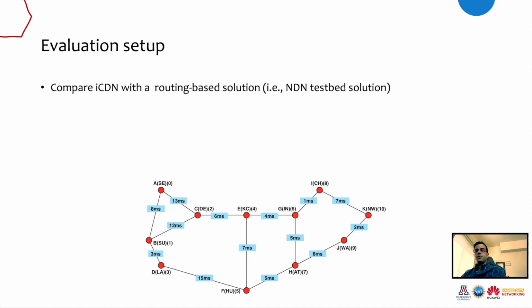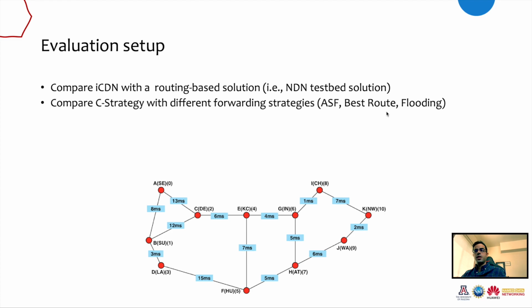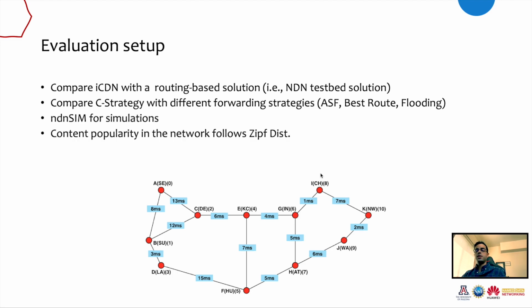To evaluate iCDN's performance, we compare it against the most common networking solution in NDN, which is using a routing protocol to populate the FIBs, and after that, using a forwarding strategy to choose the next hop from the FIB at any given time. Because this solution is adopted by the NDN testbed, we refer to it as the testbed solution. We compare C strategy in iCDN with ASF, best route, and flooding strategies in the testbed solution. We use ndnSIM for the simulations, and the request pattern in all simulations follows a Zipf distribution.